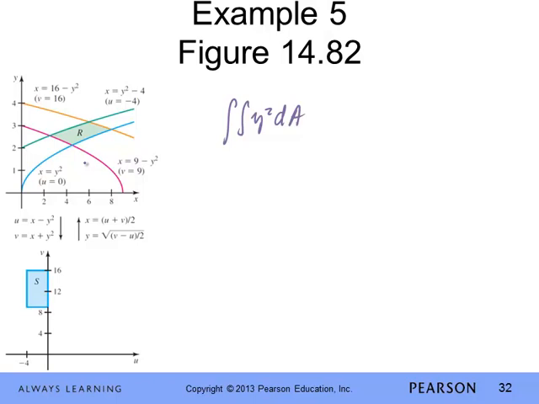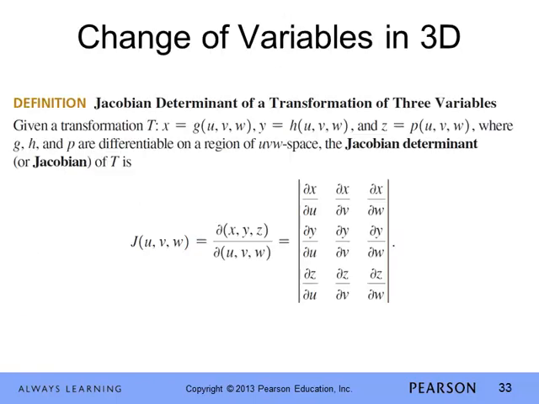And of course, now you know how to do the Jacobian, and you can substitute for y, square root of v minus u over square root of 2, times the Jacobian times dA. And that's an easy integral to solve. All right, I'm going to move along here. Let's talk briefly about the three-dimensional change of variables.